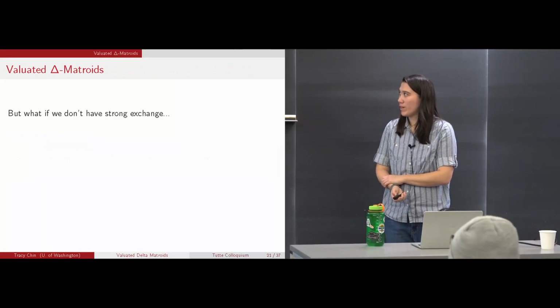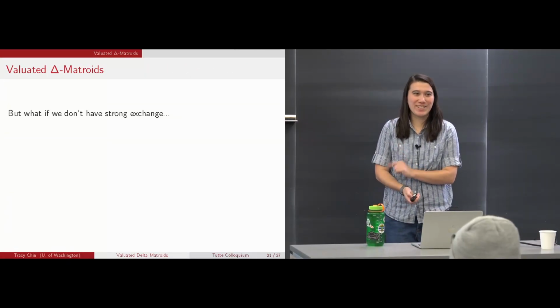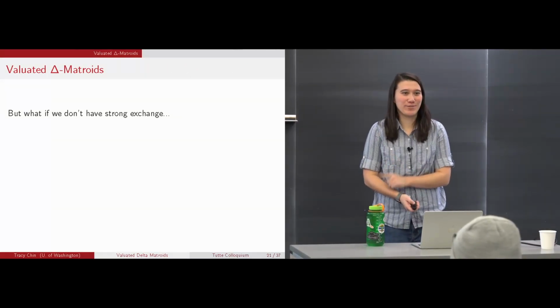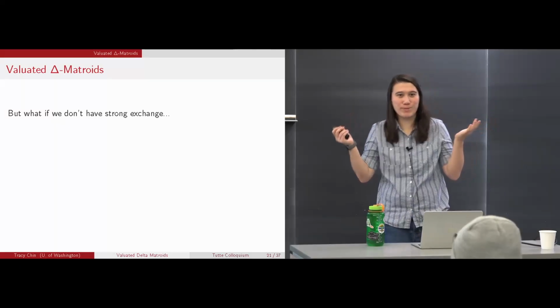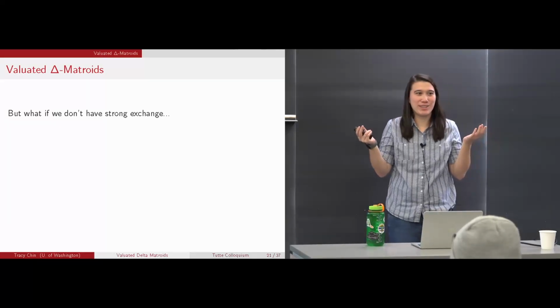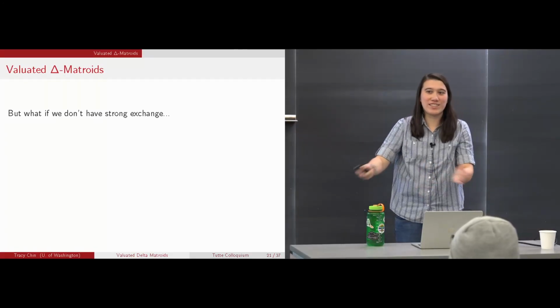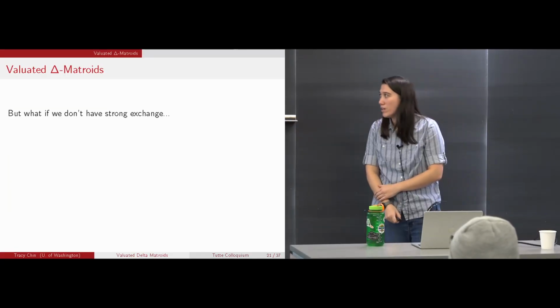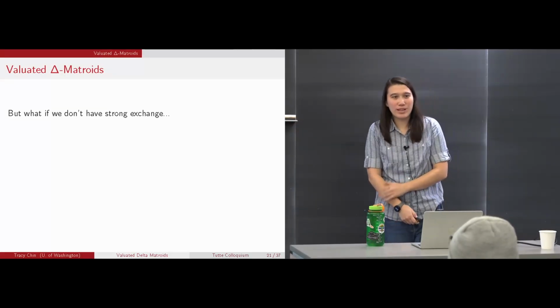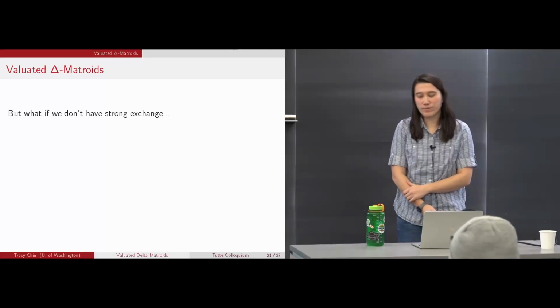Okay. But the eagle-eyed listener will notice that I just cheated. I was like, how could we possibly have valuated delta matroids? We don't have strong exchange. And then I was like, look at this nice case where we have strong exchange. So I still haven't actually resolved the problem. So now I will, though. What if we don't have strong exchange?